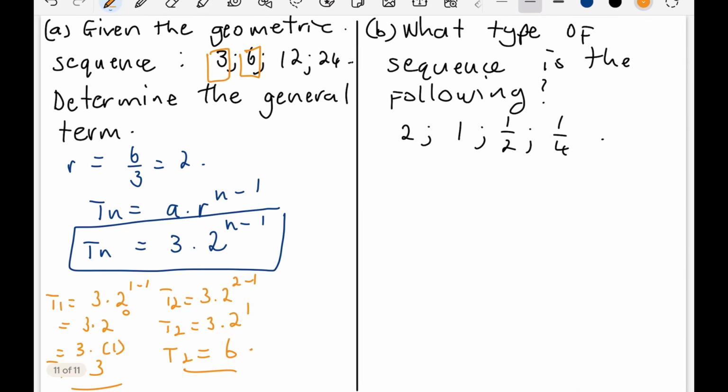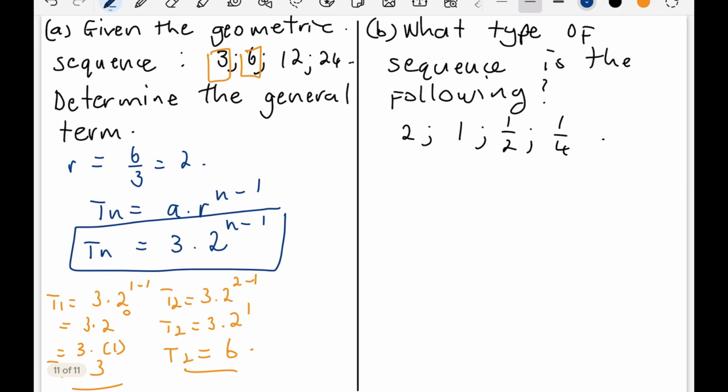What type of sequence is the following? And this is the last question. 2, 1, a half, and a quarter. Is it an arithmetic sequence? No, because 1 minus 2, that's negative 1. And a half minus 1, that's negative a half. So there is no common difference.